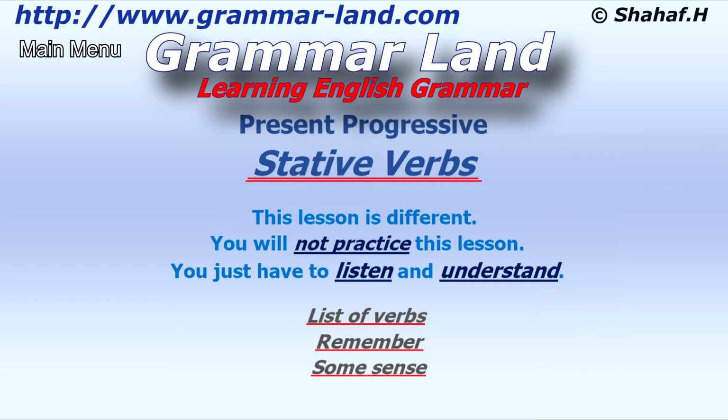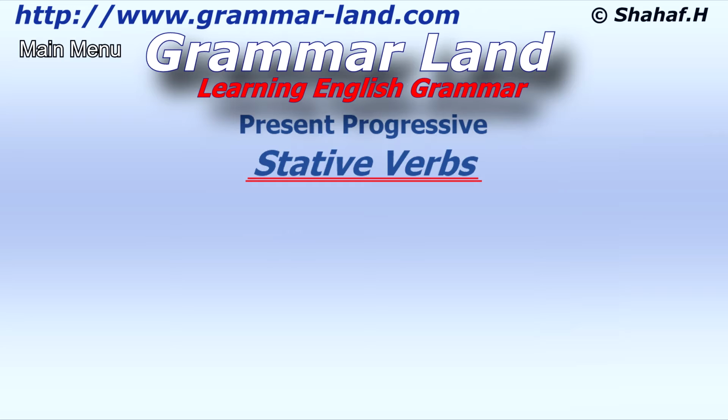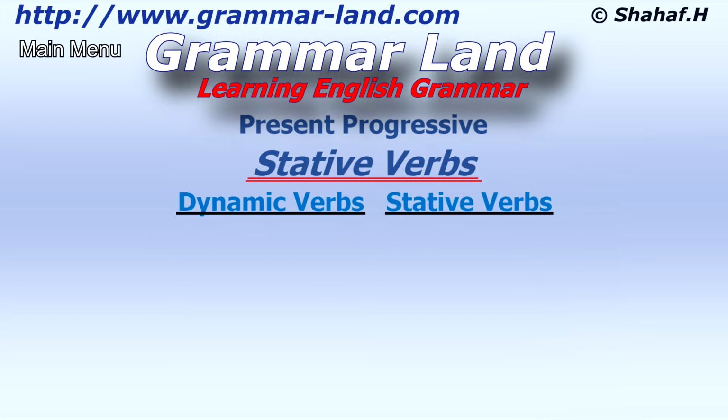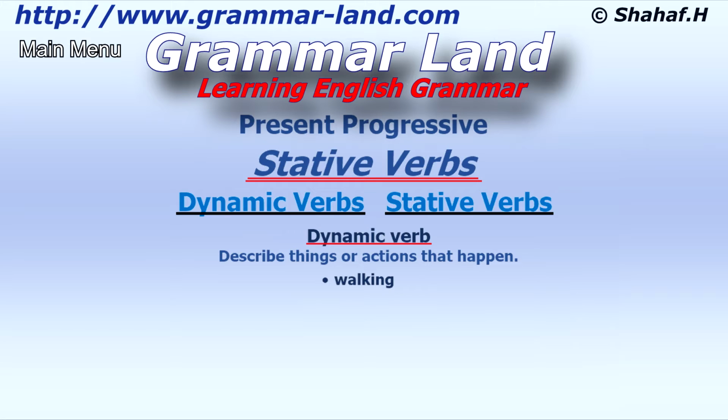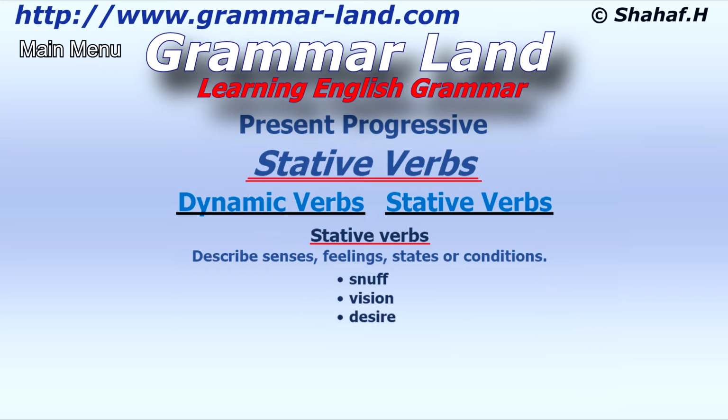So let's start. In English, there are two categories of verbs, dynamic verbs and stative verbs. Dynamic verbs describe things or actions that happen. For example, walking, jogging, watching TV, etc. Stative verbs describe senses, feelings, states, or conditions. For example, sound, vision, desire, memory, smell, prefer, and so on.